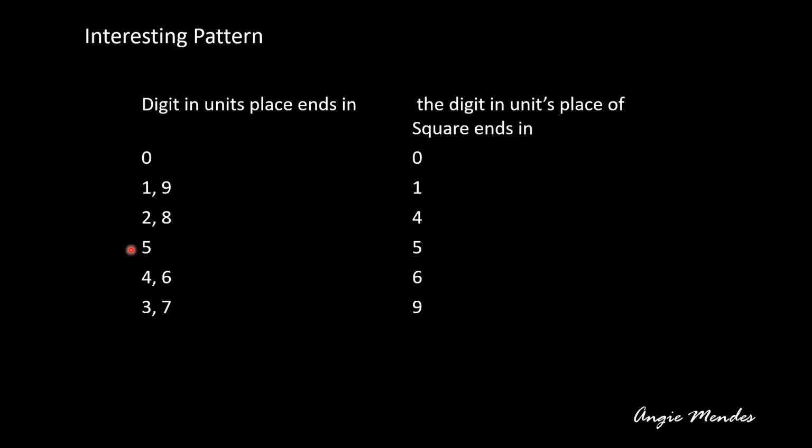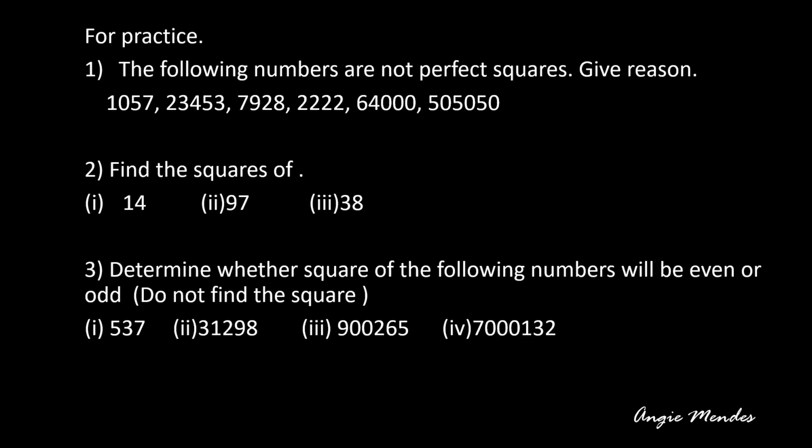Take a number, and find the square of that number, keeping the digit 5 in the units place, and see if the digit in the units place of the square is also ending in 5. It is a good habit to practice what you have learned so that you can become better. Now here are some exercises for you to practice.